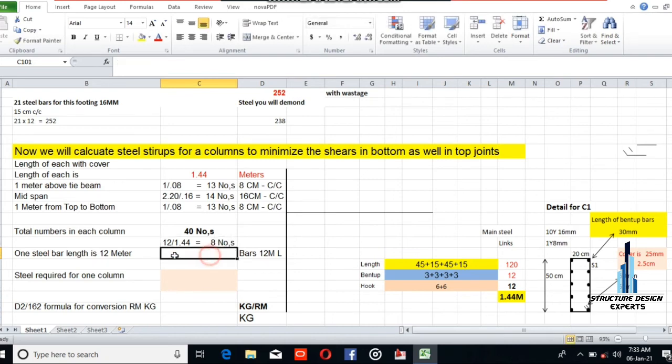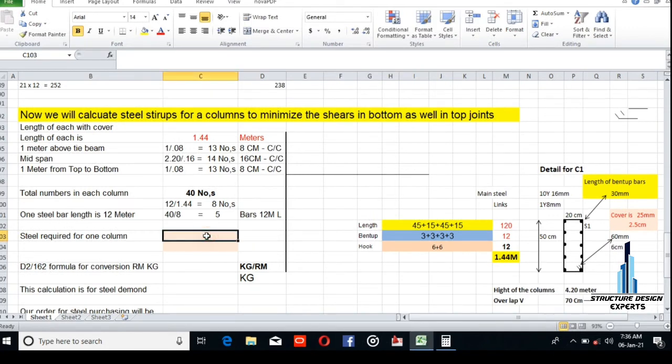So we need 40 numbers. How many does one steel bar produce? The length of each bar, 12, divided by 1.44 is equal to 8 numbers. One steel bar produces 8 pieces. The total stirrups are 40 numbers and one steel bar produces 8 pieces, so 40 divided by 8 will be 5 steel bars. It means that 5 steel bars of 12 meter length are used in this column. So 5 by 12 is equal to 60 running meter.